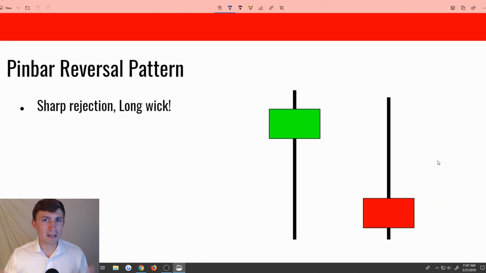So the next one I want to talk about is the Pinbar reversal pattern. Now the Pinbar reversal pattern is quite a common one. You'll see it all the time in the market. And similar to the engulfing pattern, it's going to be a reversal pattern that shows potential weakness in a trend.